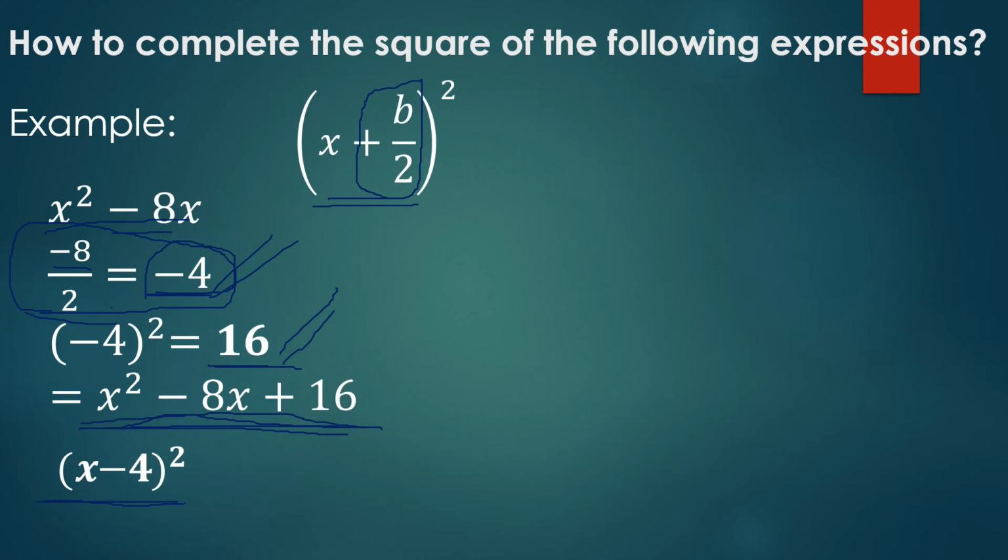Kahit pakunin nyo yung product ng x minus 4 quantity square na ito, it will just be equal to this perfect square trinomial. And that is how we do the completing the square. Another example, x squared plus 6x. Again, para makomplete natin yung square ng expression na ito, we are going to take the half of the coefficient b, which is positive 6.